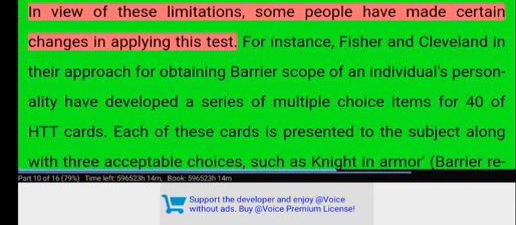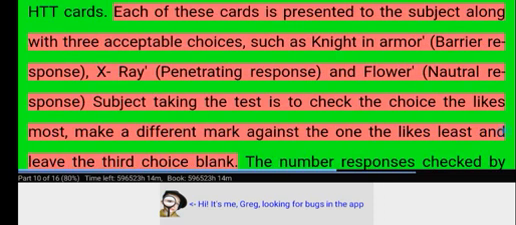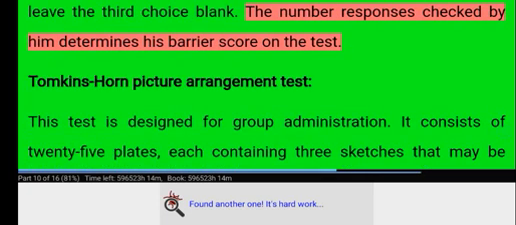In view of these limitations, some people have made certain changes in applying this test. For instance, Fisher and Cleveland, in their approach for obtaining a barrier score of an individual's personality, have developed a series of multiple choice items for 40 of the HIT cards. Each of these cards is presented to the subject along with 3 acceptable choices, such as knight in armor, barrier response; X-ray, penetrating response; and flower, natural response. The subject taking the test is to check the choice he likes most, make a different mark against the one he likes least and leave the third choice blank. The number of responses checked by him determines his barrier score on the test.